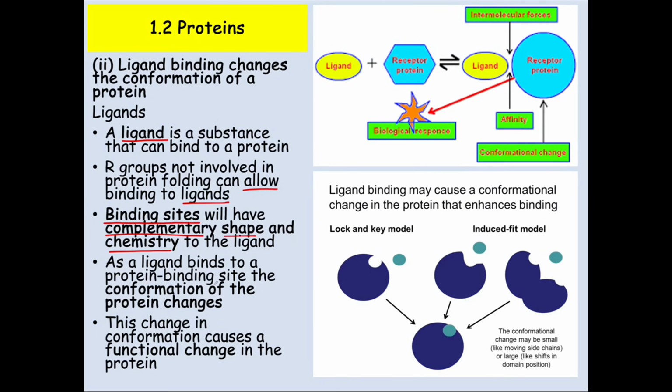Now, as a ligand binds to a protein binding site, the conformation of that protein will change. Similar to when our substrate bound to our enzyme, we had that induced fit model where the shape of the active site would change to better fit our substrate. Any binding of a ligand to a protein will cause some kind of conformational or shape change within that protein. And of course, with proteins, we know that shape follows function. So if we change the shape, the function will also be altered. So there'll be a functional change in the protein as a result of that conformation change.